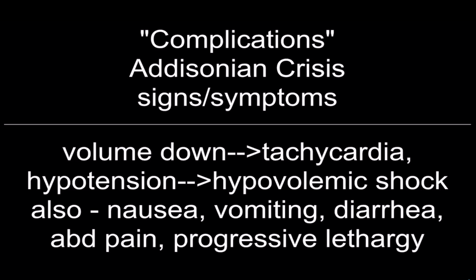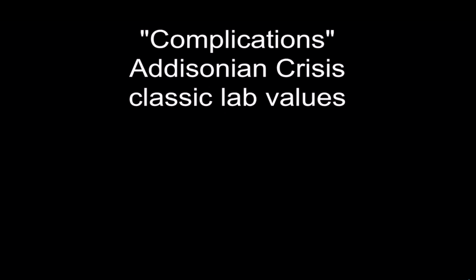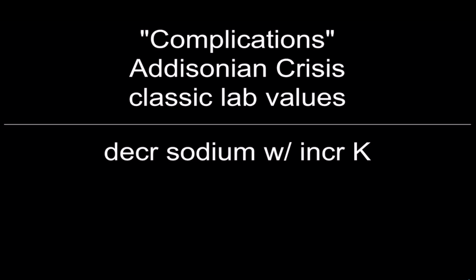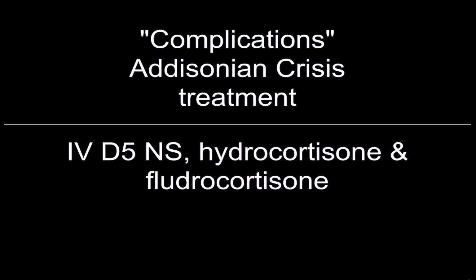Volume down can lead to tachycardia. Hypotension can cause hypovolemic shock. Also nausea, vomiting, diarrhea, abdominal pain, and progressive lethargy. Addisonian crisis, classic lab values: decreased sodium with increased potassium. Addisonian crisis treatment: IV D5-NS, hydrocortisone, and fludrocortisone.